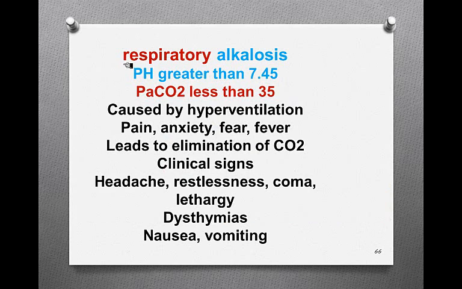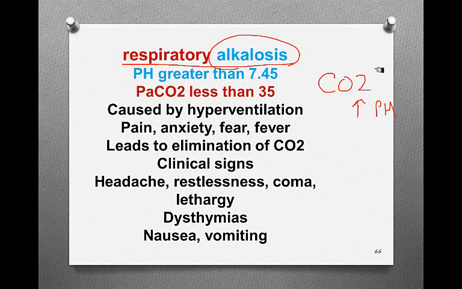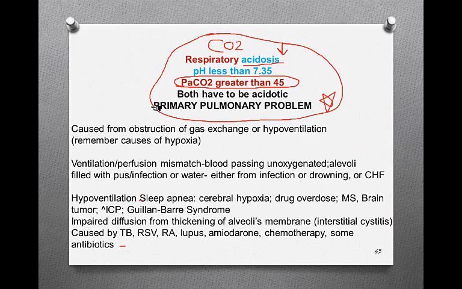Okay, respiratory alkalosis. So we know it's going to be about the CO2. But alkalosis is telling us that the pH is going to be greater. So we have a PaCO2 that's going to be less than 35, but a pH that's going to be greater than 7.45. And remember, respiratory opposite. I hope I didn't tell you the wrong thing here.